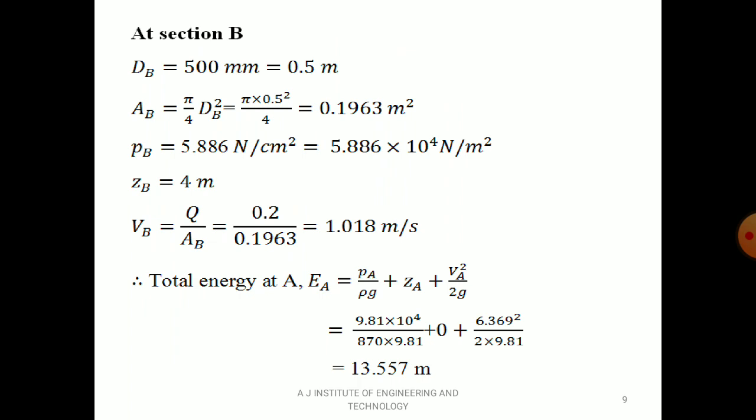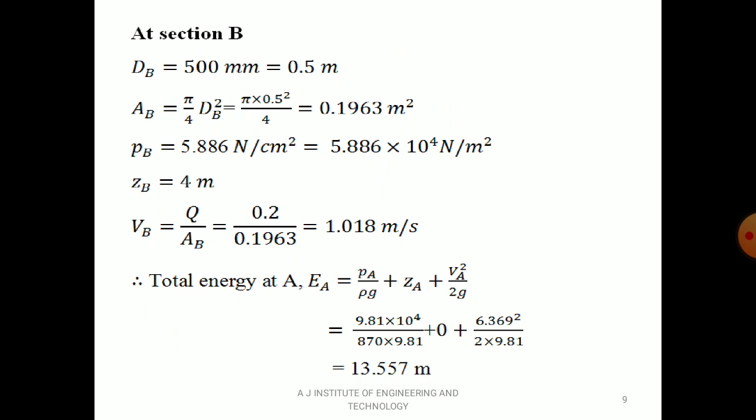So at section B, dB equal to 500 mm, that is equal to 0.5 meter. Convert from millimeter to meter. AB equal to cross-sectional area, pi by 4 dB square. So that is equal to pi into 0.5 square divided by 4, that is equal to 0.1963 meter square.